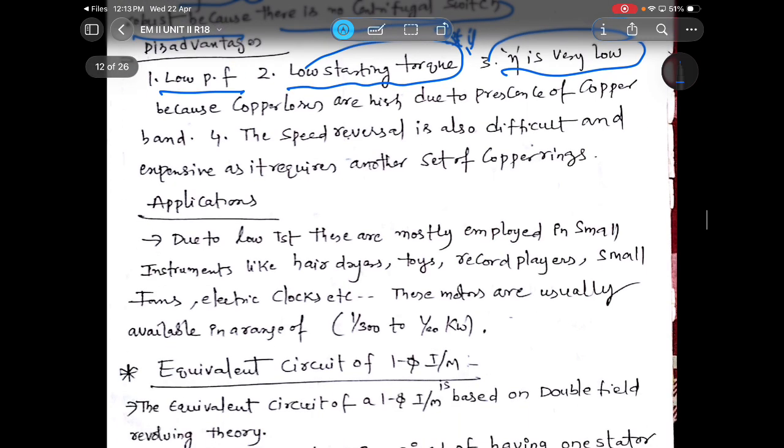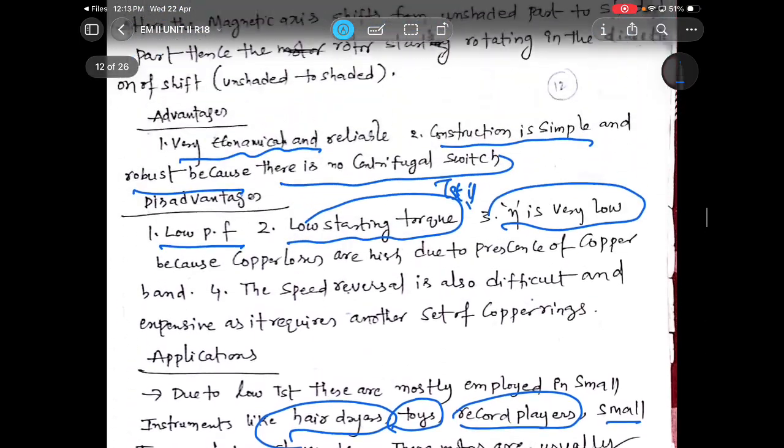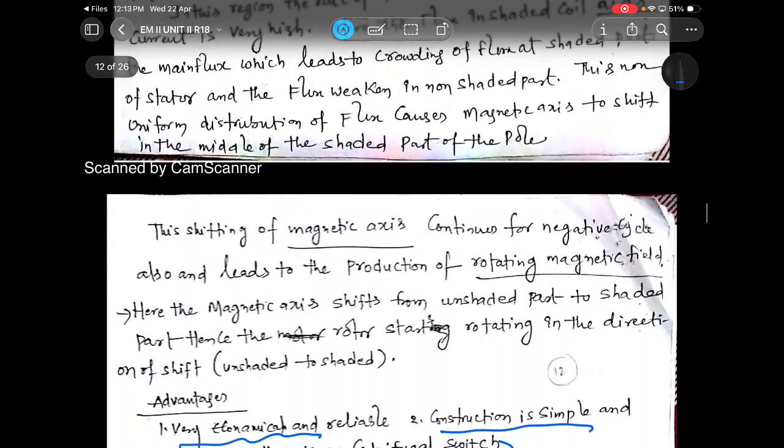Where do we use these applications? We use them in hair dryers, toys, record players, small fans. Nowadays everyone is using small rechargeable fans. Also electric clocks. These are the applications of shaded pole machines. I hope this concept is clear.